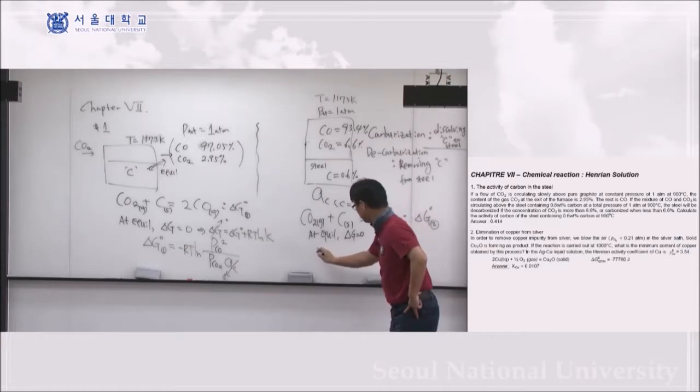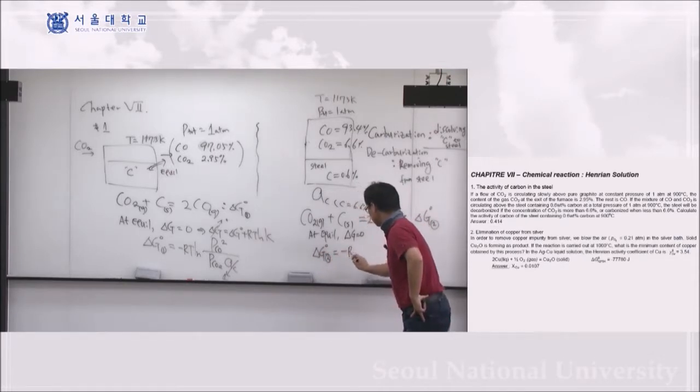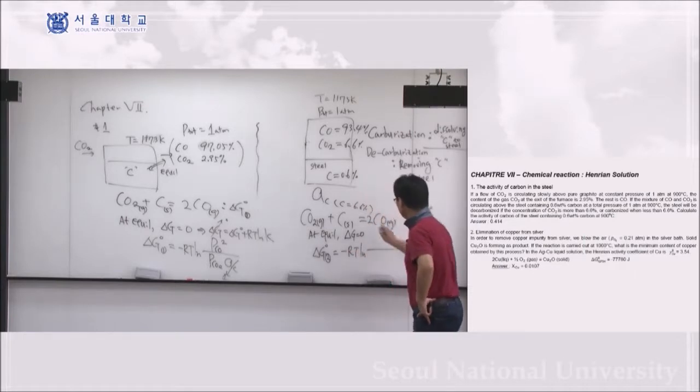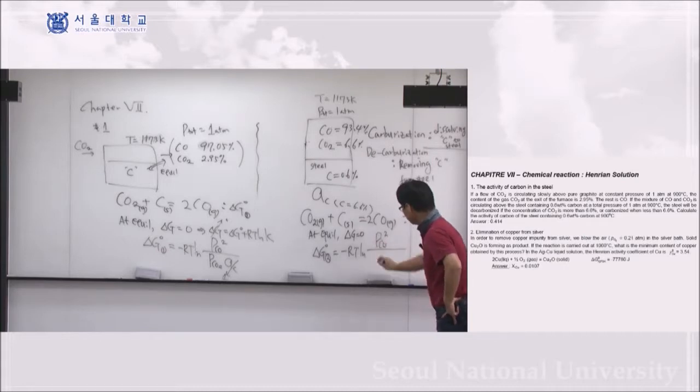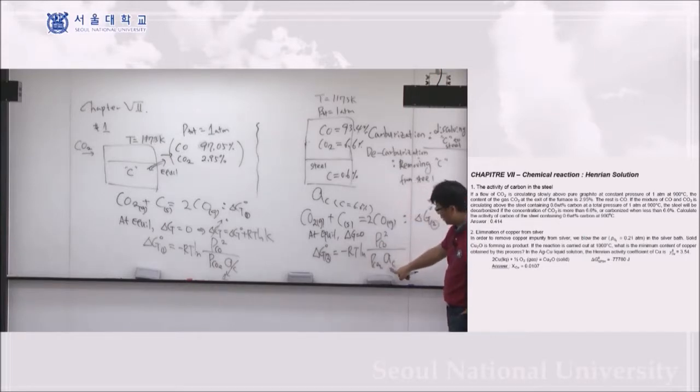So it means delta G naught 2 equals minus RT ln, now P CO squared, and then this one, P CO2, and then the activity of the carbon. And this activity of carbon is not 1, because this is a solution. Carbon is not pure carbon anymore, yeah? It's a part of the steel, chemically bonded inside of steel. So it's a part of the solution, okay?